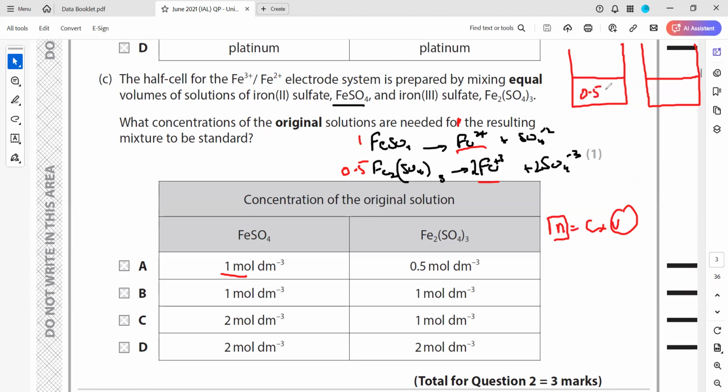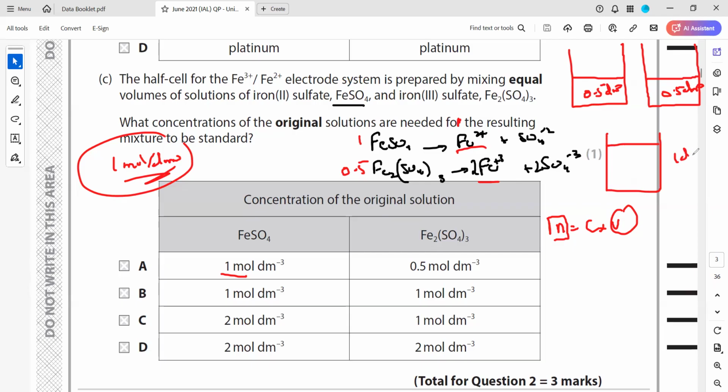Let's make it very simple. Because we want the solution to have a concentration of 1 mole per dm cube. That is what we want. The standard solution should be 1 mole per dm cube. So if I want to make 1 dm cube of solution, how much should be there? This will be 0.5 decimeter cube and this will also be 0.5 decimeter cube, because when I mix them together, the total volume of the solution will be 1 decimeter cube.